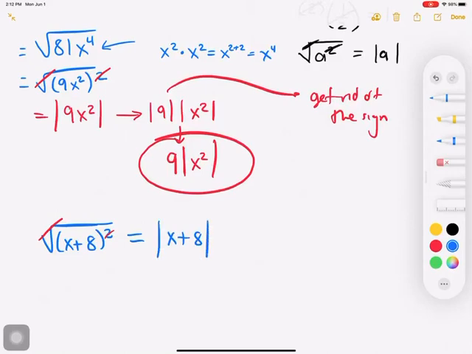These two numbers, x and 8, are not multiplying, so we cannot separate those into something that looks like this, right? We're not going to do this. This is only if they're multiplying, like in the previous example. If they're adding or subtracting, then this is going to be the final result. All we do is remove the root and remove the exponent.